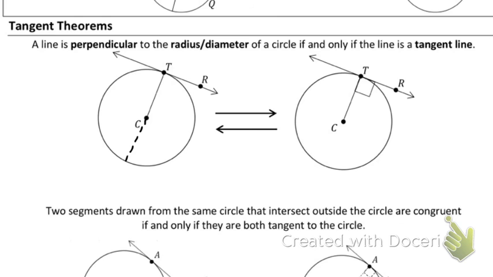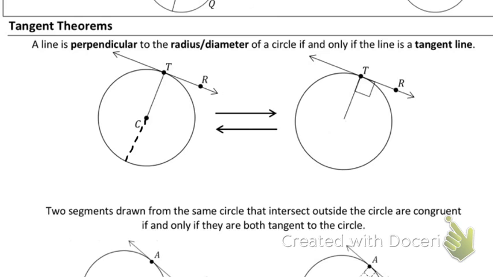Now, I want to point something out here. If you see a line that's connected to a tangent line, and you see this 90-degree angle, that means this line had to have gone through the center of the circle. So let me just show you what I kind of mean. Like, let's pretend I don't have that C there.